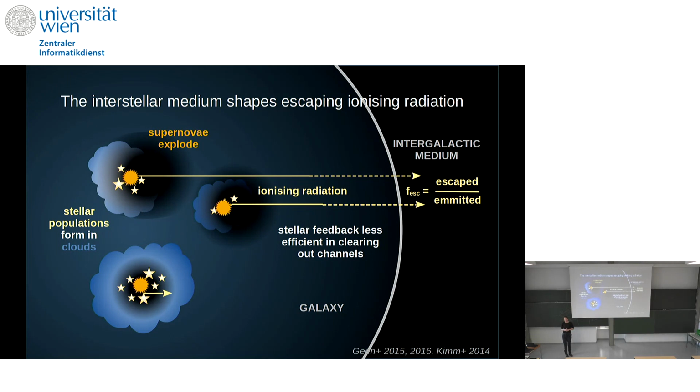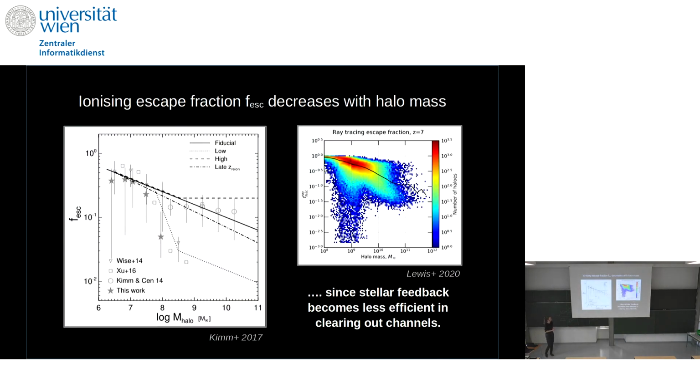And also remember, your stellar feedback is less efficient in clearing out these channels. If you remember, low mass galaxies are far more affected by supernova feedback pushing out the gas, and you won't have that in more massive galaxies. So it's very likely that your escape fraction is also lower for high mass galaxies. And if one looks at simulations, this is essentially what they're finding. On the y-axis, you have the escape fraction of ionizing photons from the galaxies into the intergalactic medium.